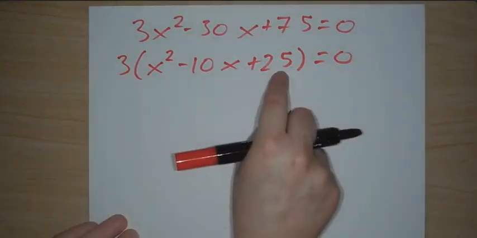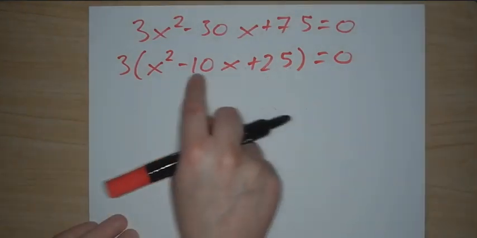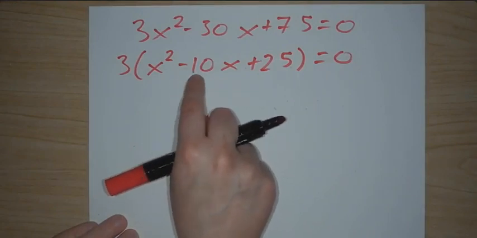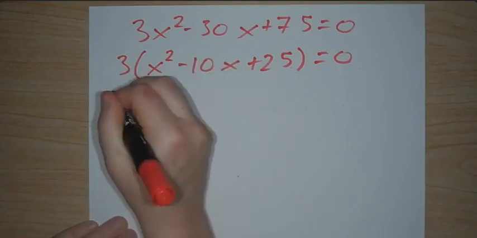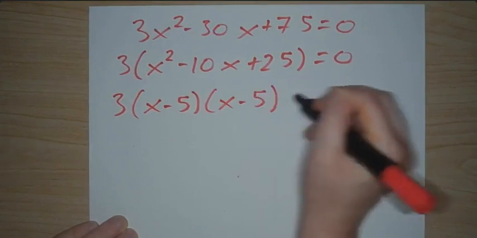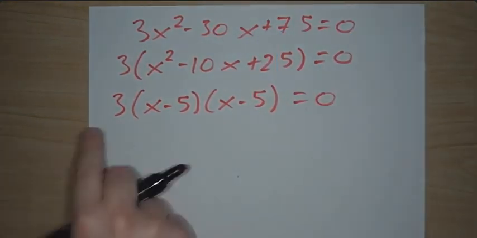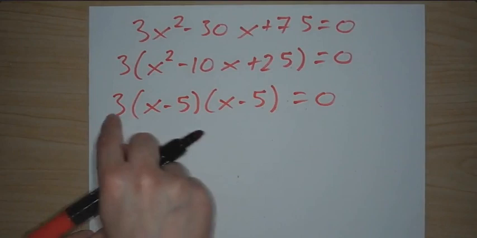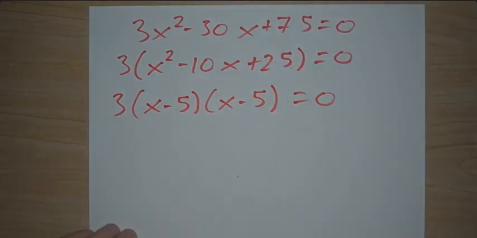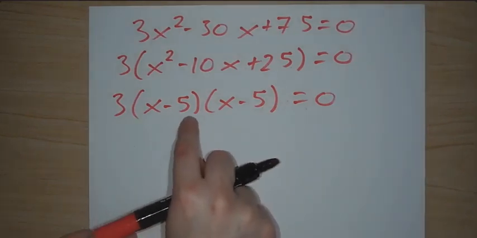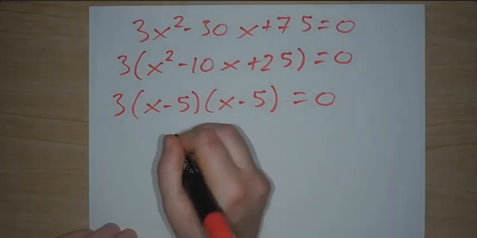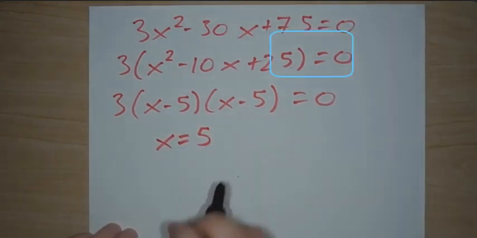25 is 5 times 5, but we see the middle term is negative, so we know negative 5 is what we have, because negative 5 times negative 5 is also 25. So the factorization is x minus 5 times x minus 5. This 3 doesn't matter, because if we divide each side by 3, it will just be 0 over here. So we have x minus 5 equals 0 and x minus 5 equals 0. That gives us just one solution: x is equal to positive 5.